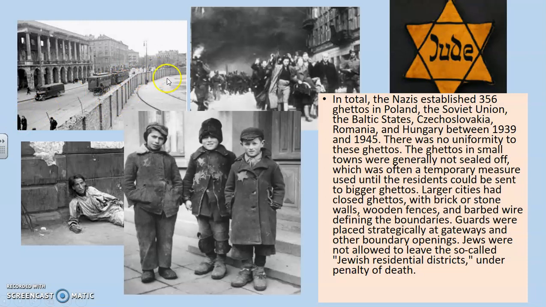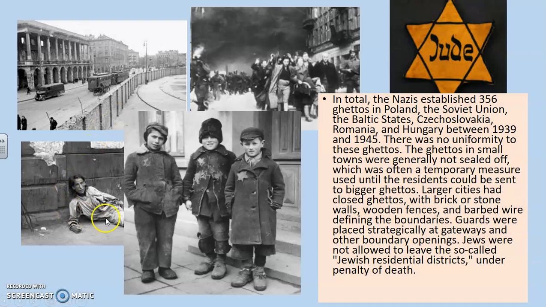In larger cities, such as the Warsaw Ghetto, which you can see here, they would be properly established with boundary walls and barbed wire or wooden fences to literally seal off the Jewish population of a city from the non-Jewish population of the city. You can see here you have the non-Jewish population of the city undertaking their business, and on the other side the sealed off ghetto. Guards would be placed strategically at gateways and other boundary openings, and Jews were not allowed to leave the so-called Jewish residential districts under penalty of death.